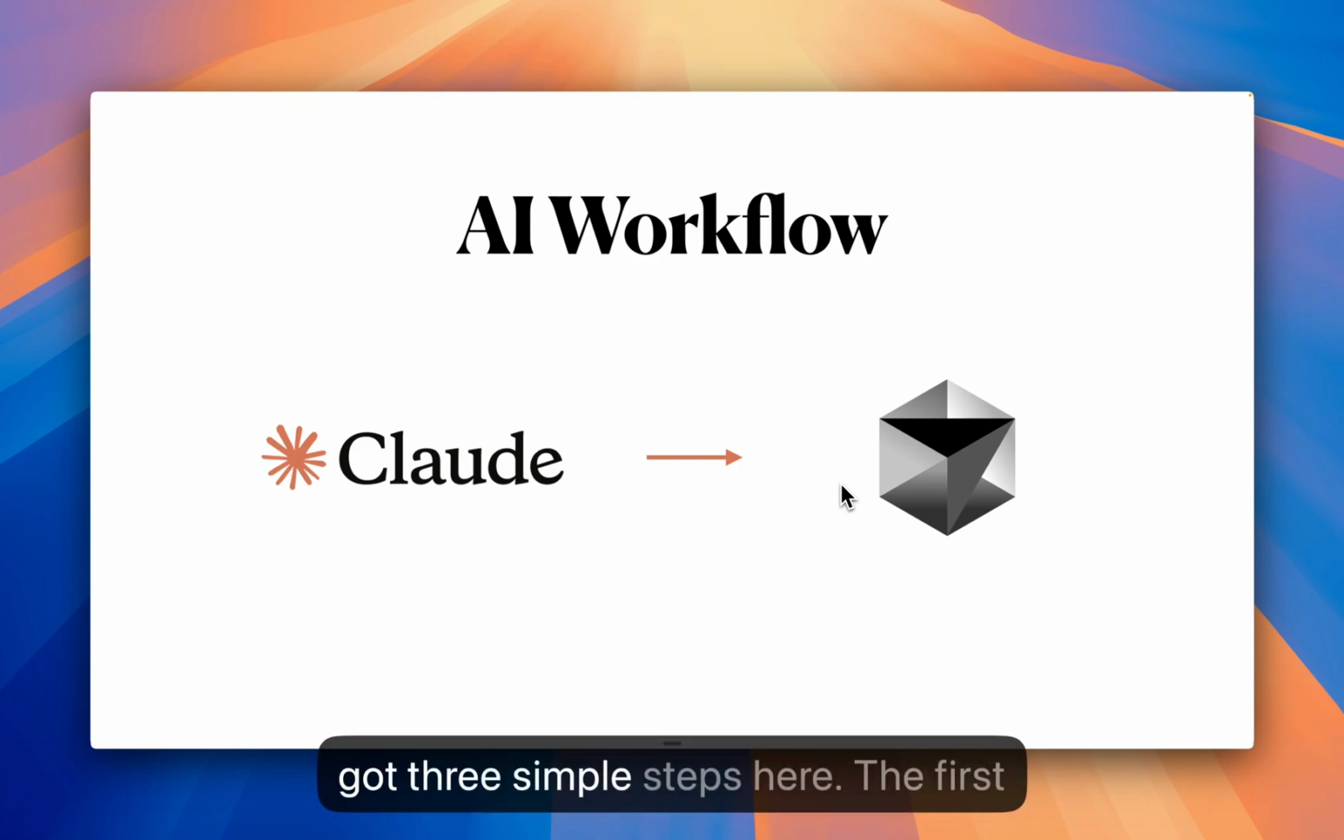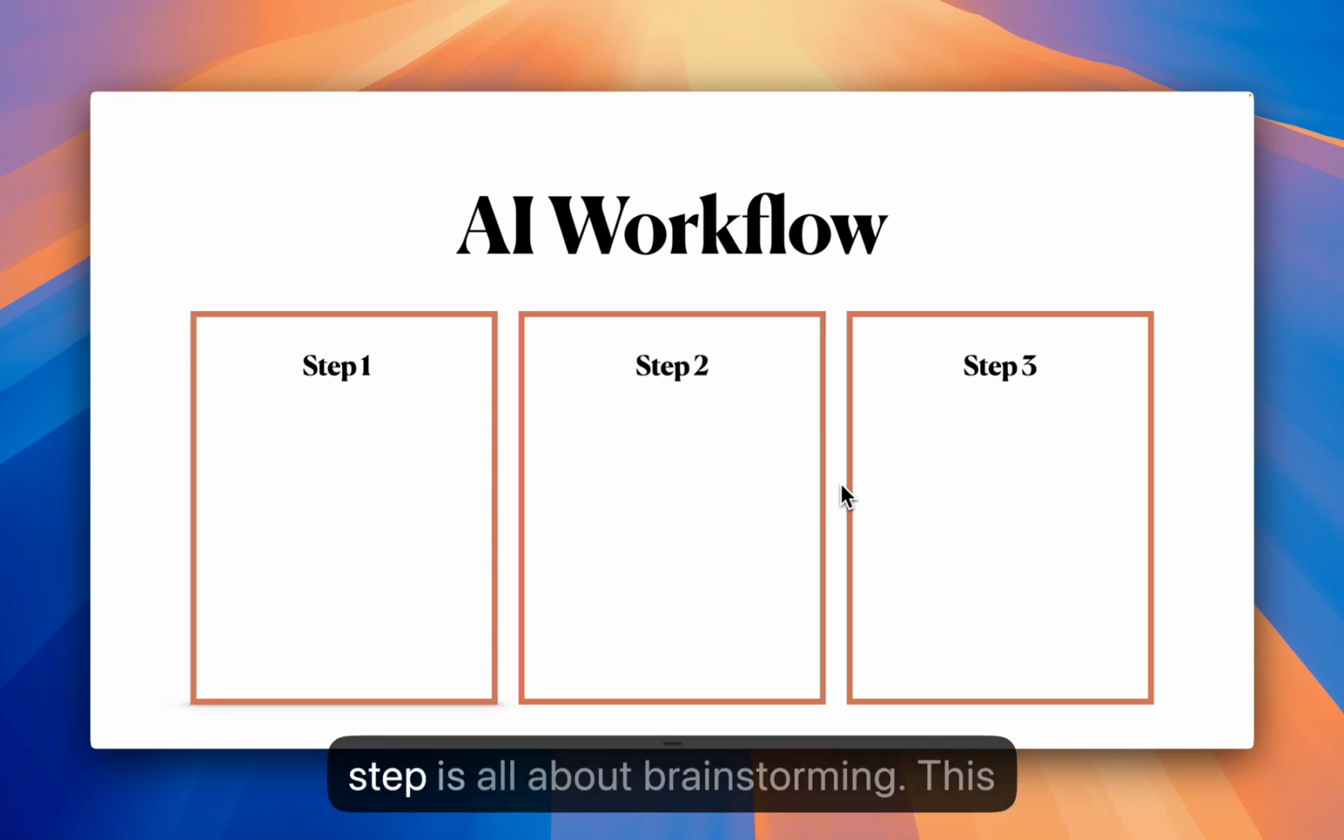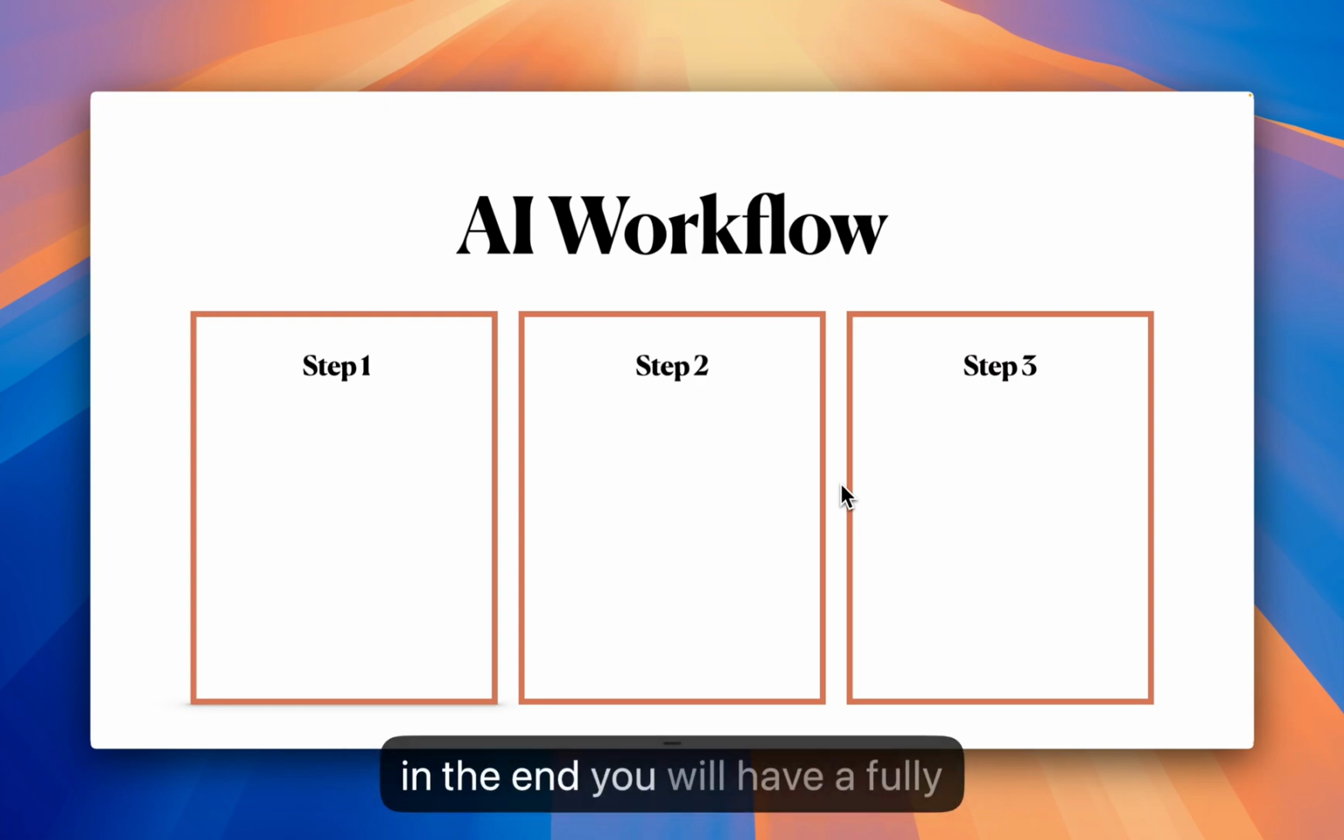We've got three simple steps here. The first step is all about brainstorming. This is where you and the AI go back and forth and shape your idea. You might come up with a vague thought, and in the end, you will have a fully fleshed out concept. The second step is where you take that concept and do a deeper dive into the features. We break down what features you want, what you don't want, what you're going to use, and we're going to use the first file that we've created in order to do that.